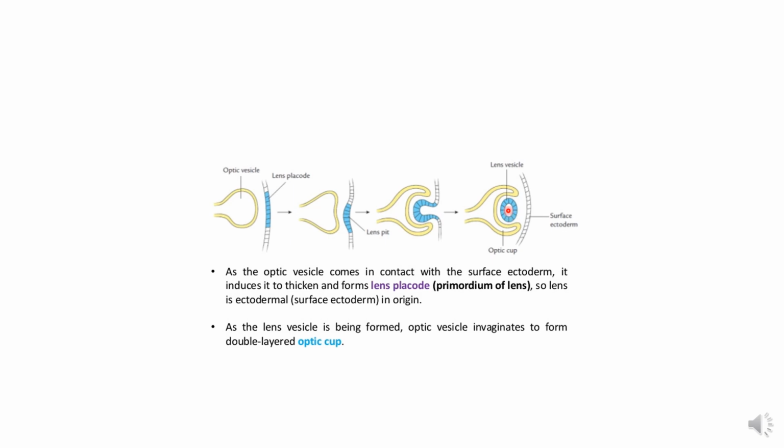So this is the lens vesicle from which the lens arises, and this is the cup-shaped optic cup from which the retina arises. And all round this optic cup lies the mesoderm. So this is the surface ectoderm. This is derived from the neuroectoderm, and all round this structure lies the mesoderm.